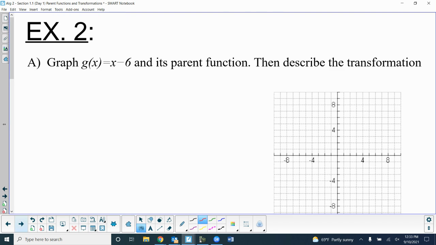All right. What parent function is this? It's this: x minus 6. No absolute value signs.